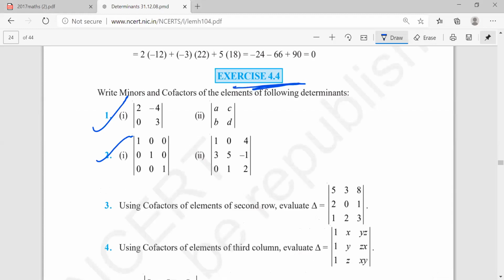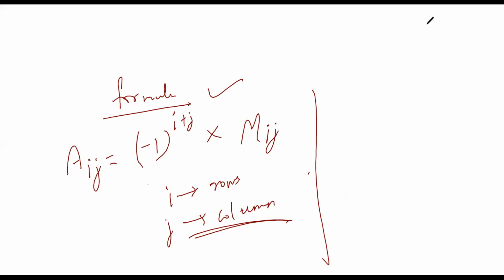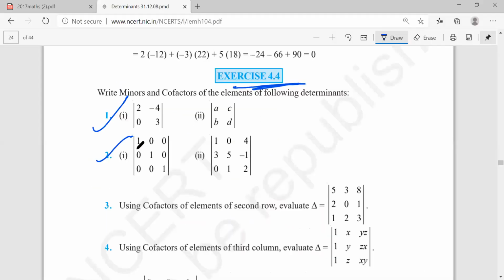In case you forgot this, did you forget minors and cofactors? No problem. Did you forget minors and cofactors? Let me know. Only do these things, the first and second question first.